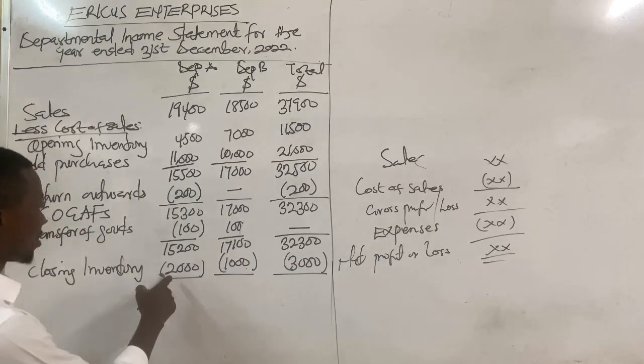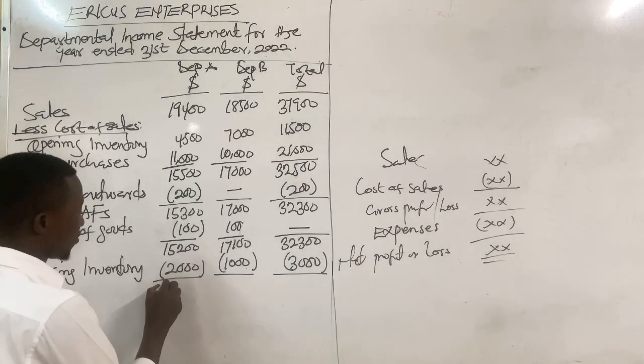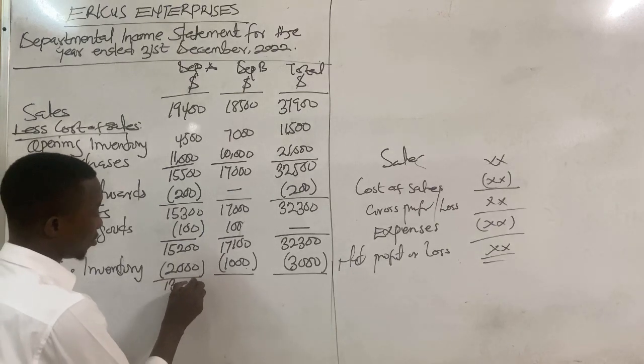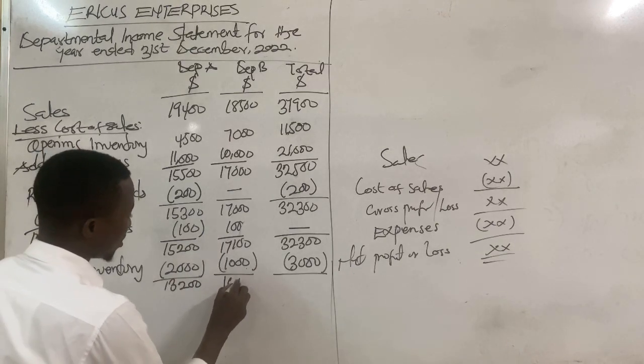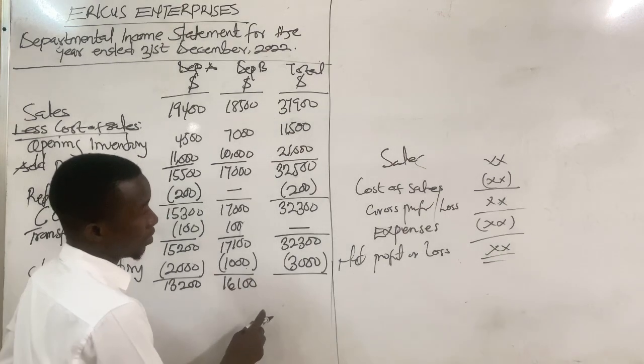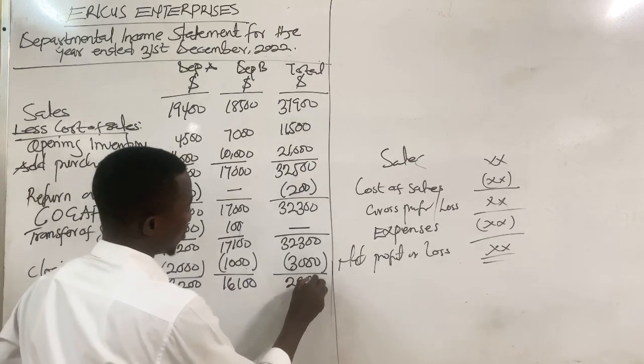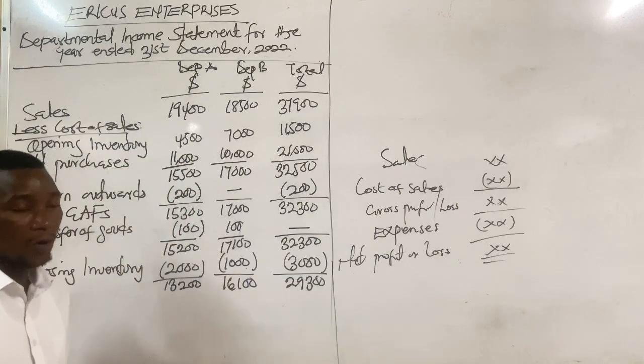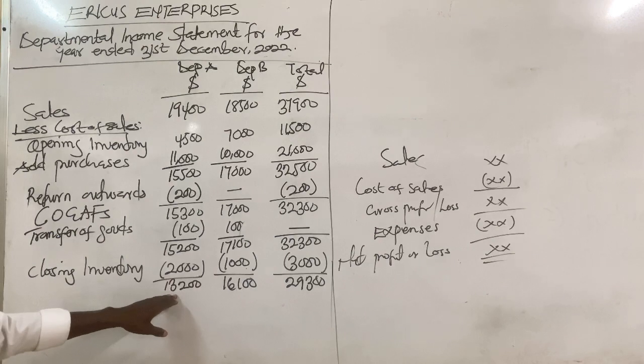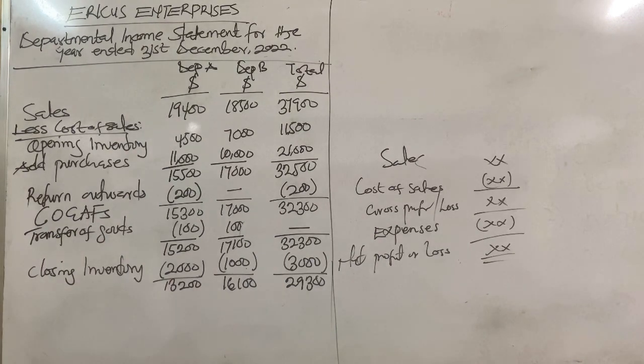And when we take this from this, it is going to give us an amount of 13,200, 16,100, and this will give us an amount of 29,300. Okay. Now this will be the cost of sales. Is that okay? So after taking the closing stock from this, we arrive at the cost of sales. This is what we are looking for, the cost of sales.